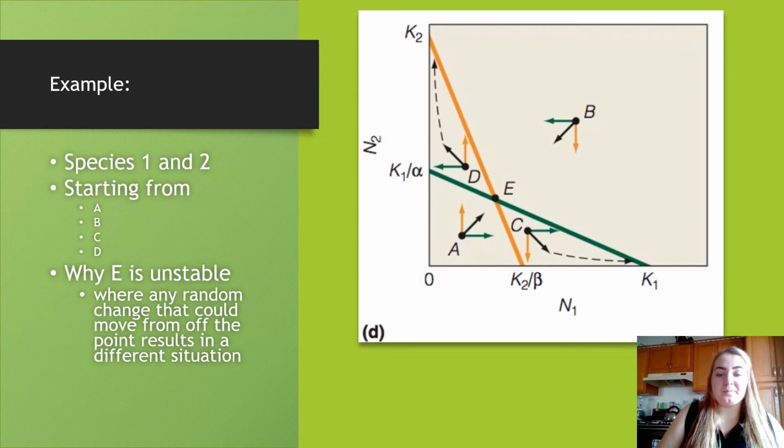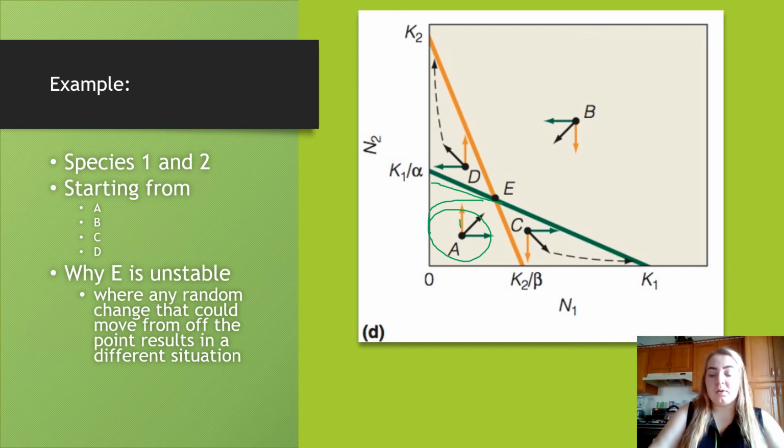Let's go into some examples, and we're going to look at 2 different species and the different starting points as indicated from this graph that is found in our textbook, and we'll also talk about why E is unstable. So we'll go through each of the letters. If we start at point A, both are going to increase, so we have arrows increasing for both species 1 and species 2 because we are underneath the isoclines for both. We haven't reached the isoclines yet, so we are going to stay right here.